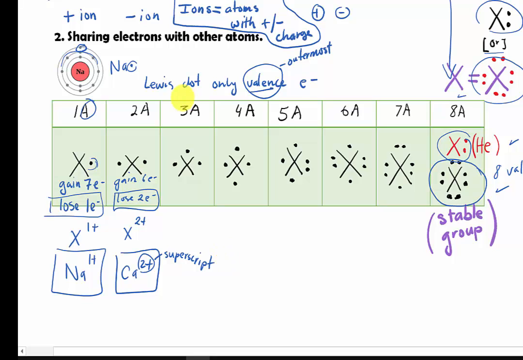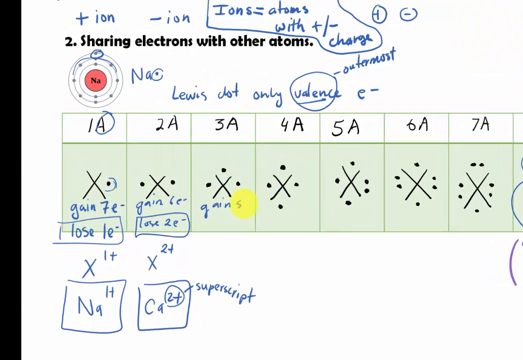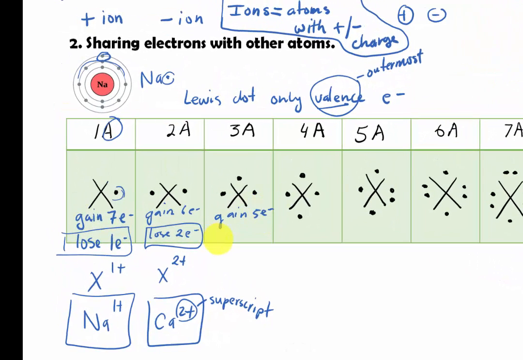Let's look at group 3A. It has an option of gaining 5 electrons or an option of losing all 3 electrons. Of course, losing 3 is a lot easier, so you would have X3 plus. One example would be aluminum 3 plus for group 3A.